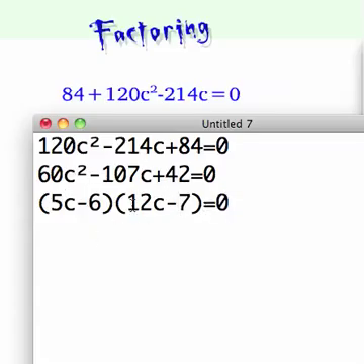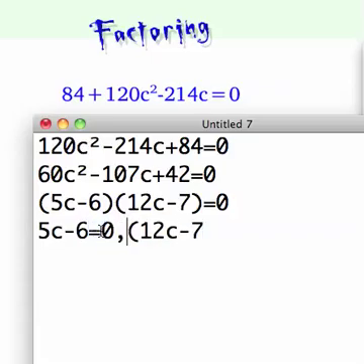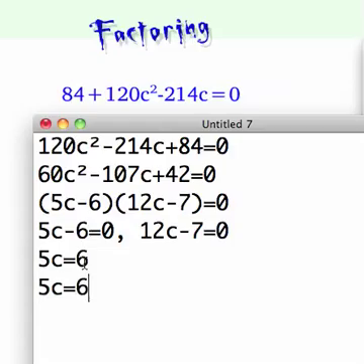Okay, so that is equal to 0, and I'm just going to rewrite each of these being equal to 0. And then I'm just going to solve for C in each case. So C, if I add 6 to both sides, 5C is equal to 6, and then if I divide both sides by 5, I get C is equal to 6 over 5, and then that gives me 1 and 1/5.